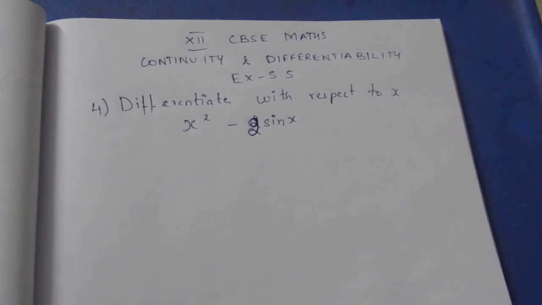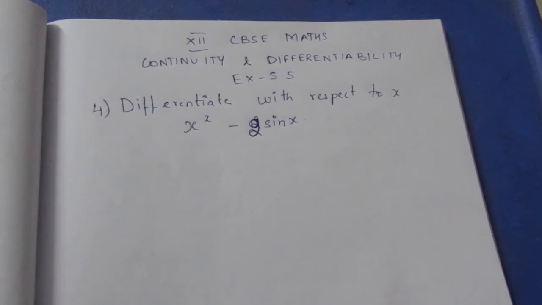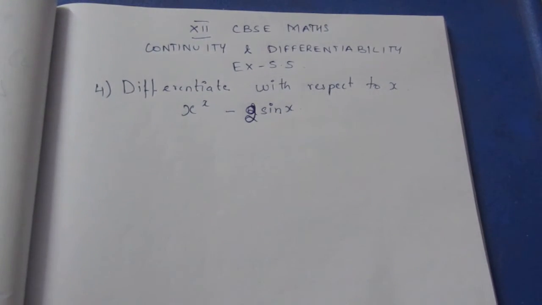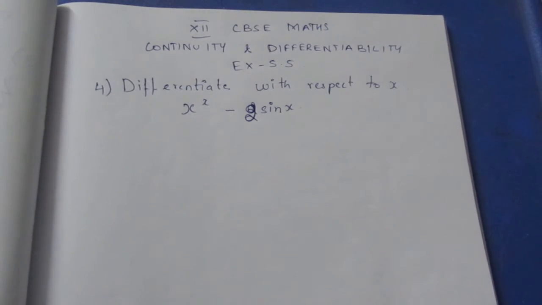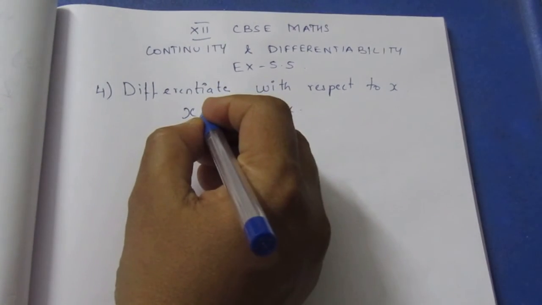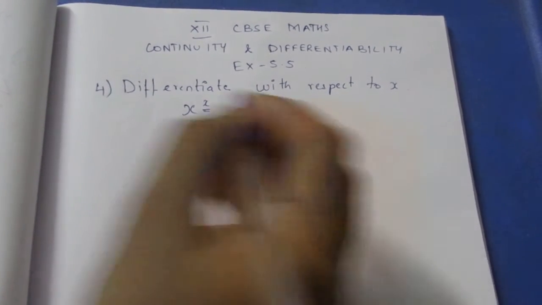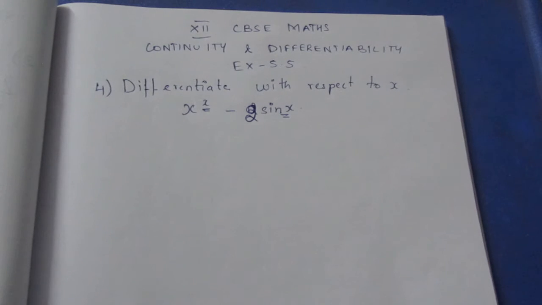Today we are going to see 12th CBSE Maths Continuity and Differentiability exercise 5.5 question number 4. Let's see the question. Differentiate with respect to x: x power x minus 2 power sin x. Here, if you see the question, the variable is on the power. If the variable is on the power, it is quite difficult for us to solve.